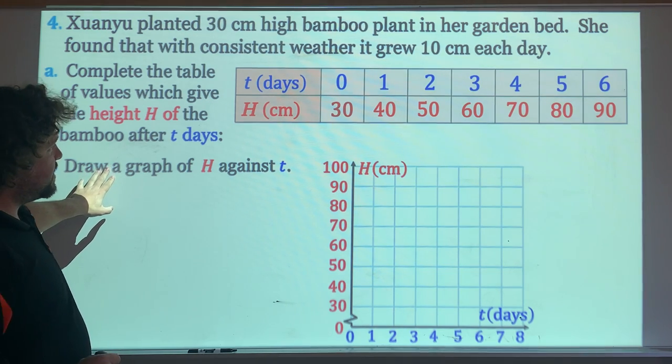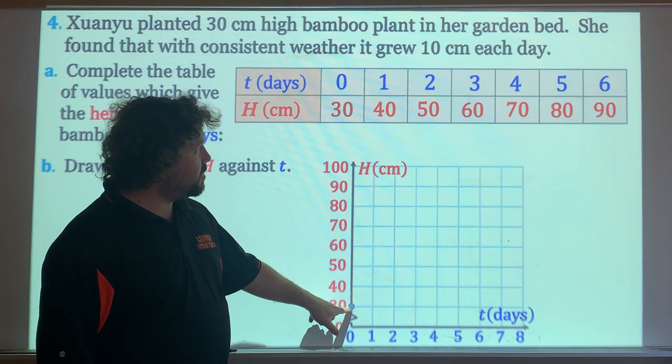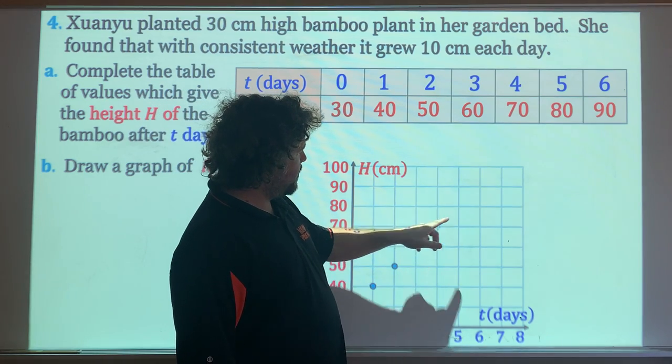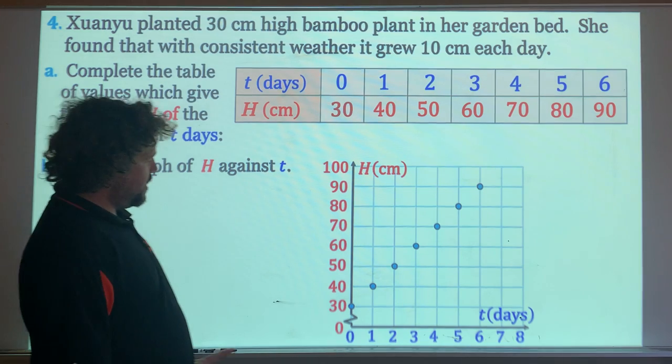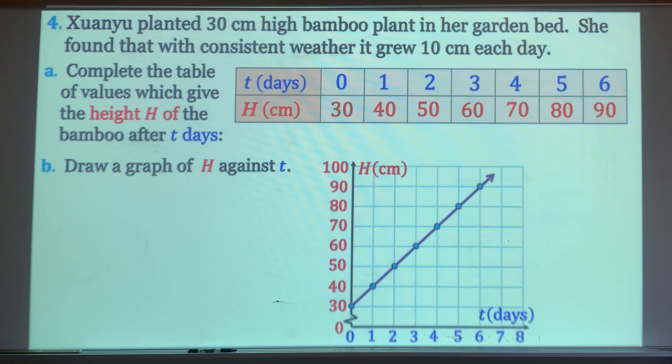Draw a graph of H against t. Initial amount is 30. Is it going up or down? Going up. 40, 50, 60, 70, 80, 90. Is it linear? Draw a line through it. Yes, it is. Looks like a pretty good graph to me. A lot easier than last lesson, right? Once you know the basics, everything else becomes pretty simple. But we're not done. We still have C, D, and A.